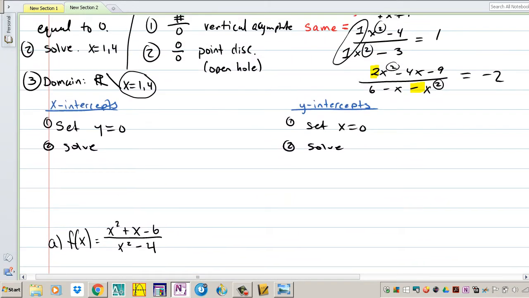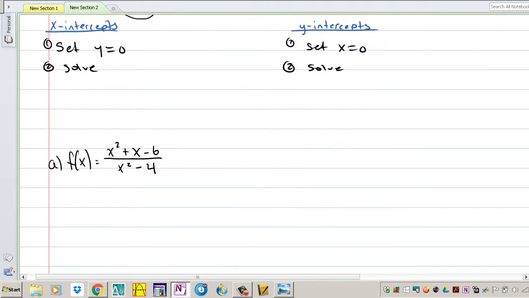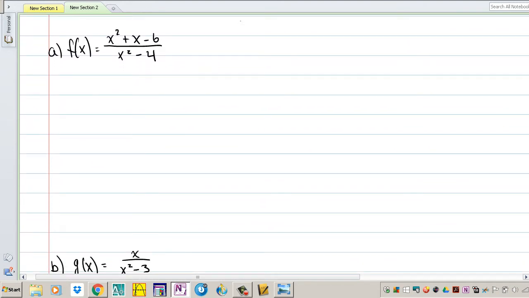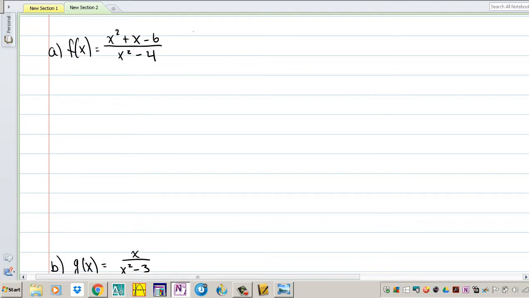So let's go ahead and do domain first. For domain, set the denominator equal to 0, solve it, and then the domain is all real numbers except the numbers you solved. So let's go ahead and start. For domain, I'm going to set the bottom equal to 0. So x squared minus 4 is equal to 0. And then I'm going to add 4. x squared is equal to 4.